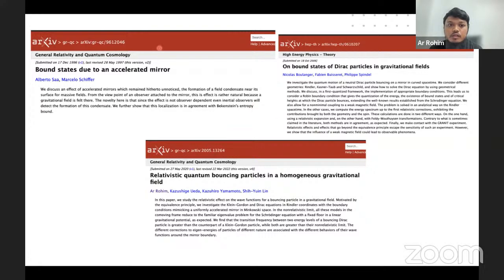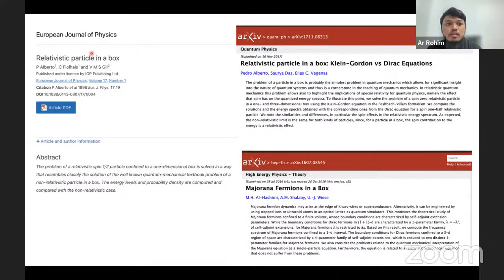But before we go to this topic, I would like to mention relativistic particles in a box. For example, the works by Alberto and also Alberto, where this paper considers the Dirac particle, this paper discusses Klein-Gordon and Dirac, and this paper discusses Majorana fermions. You can read the content by yourself.